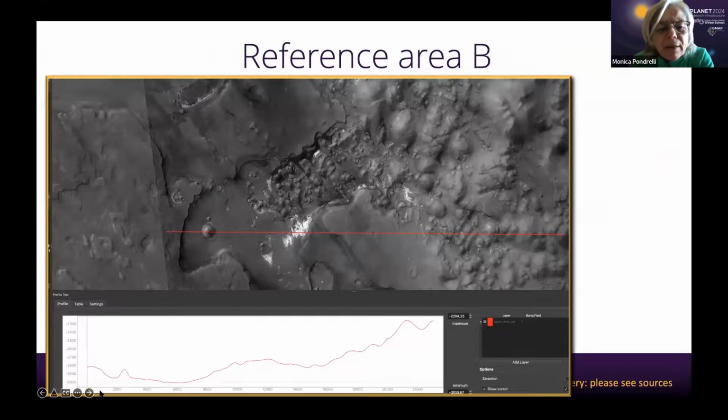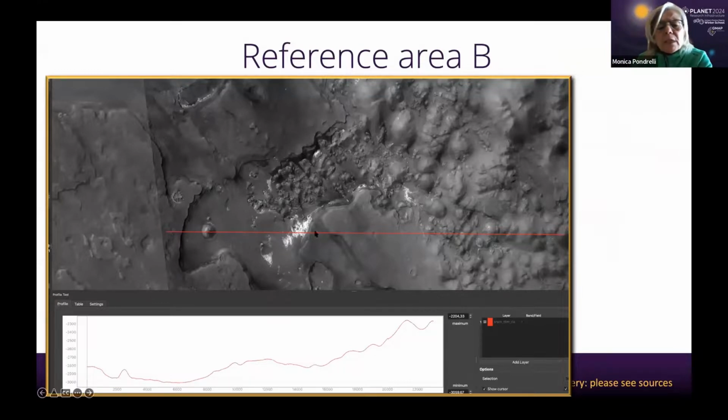This is the other reference area. And again, you can see here a cross section just to have an idea of the scale of this. But again, this is something that you can do with your project in order to see the scale. Sorry, I cannot control this.